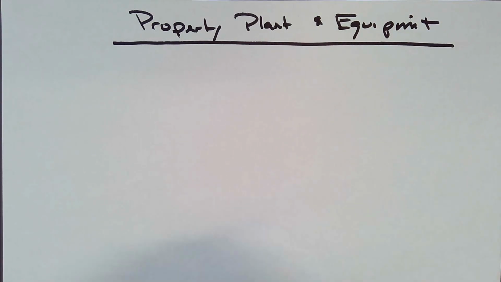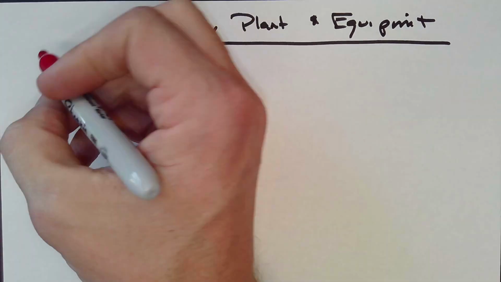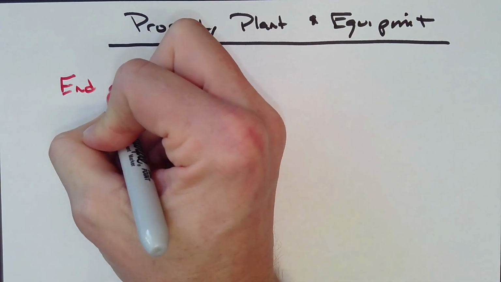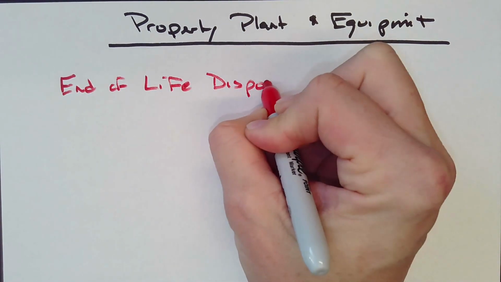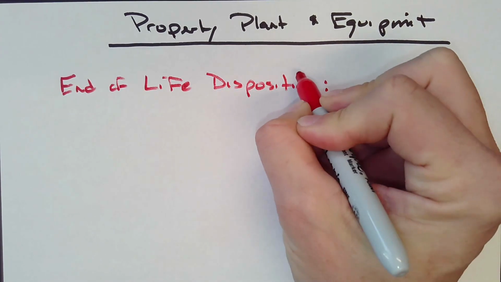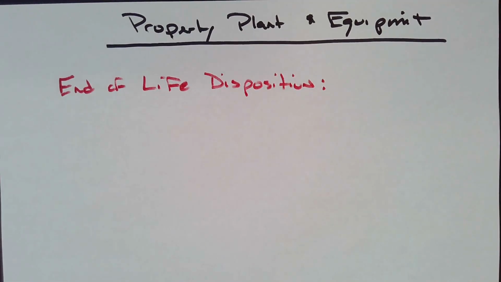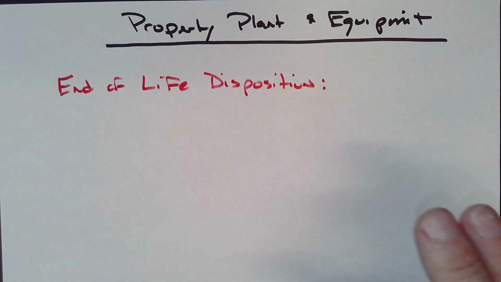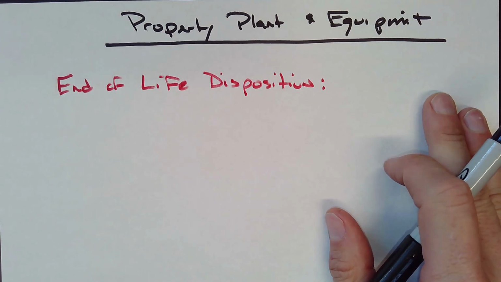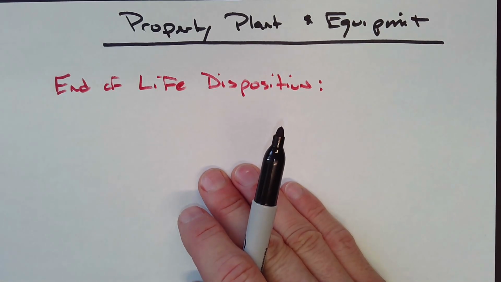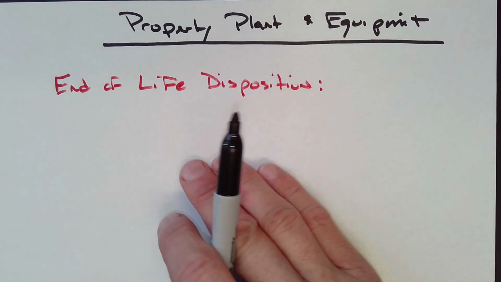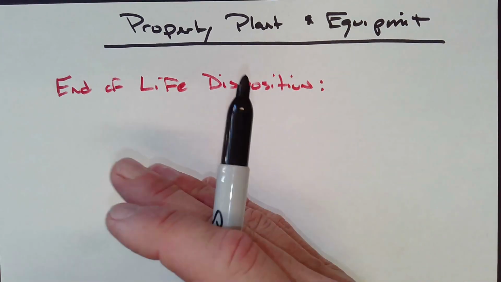So when we get to the end of an asset, right, we're looking at what are we going to do with it when we're done. End of life disposition. That's what we're trying to figure out. So end of life disposition. So when we get to the end of the useful service life, are we going to keep on using it? Potentially. When I'm done using it, am I just going to throw it away, or am I going to try and sell it?